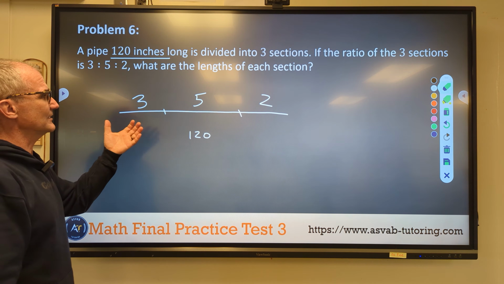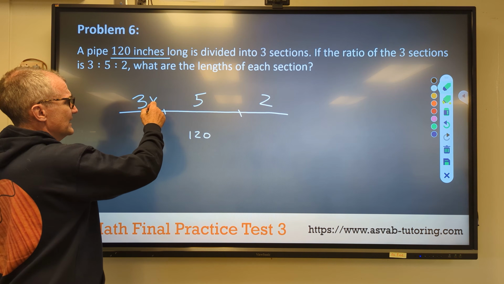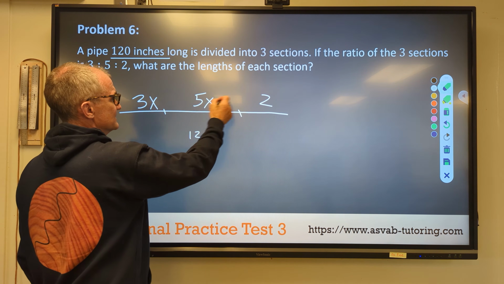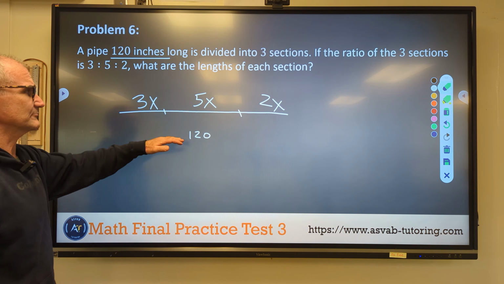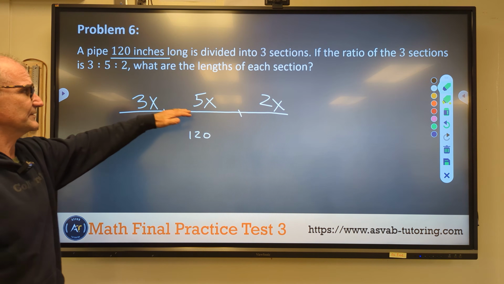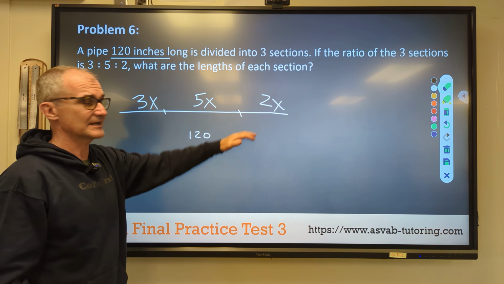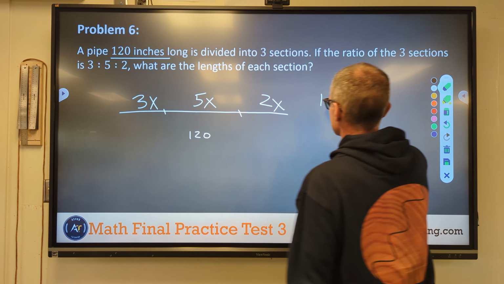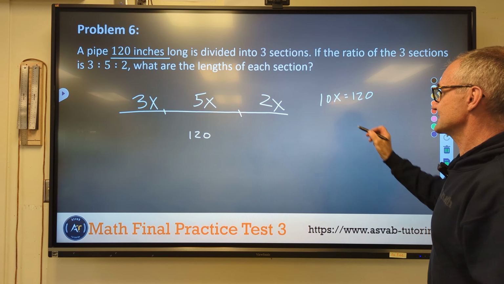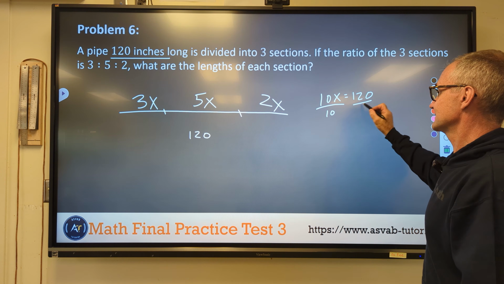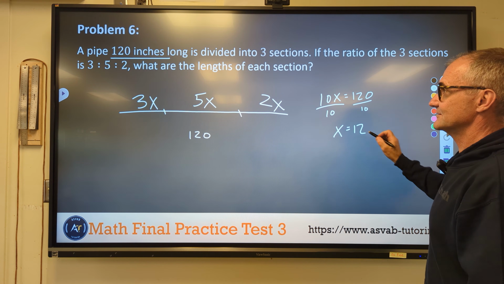Well, I don't actually know how long they are, but I know their ratio. So I'm going to call this 3x, 5x, and 2x. All together, they're going to equal 120. 3x plus 5x, 8x, 8x and 2x, 10x. 10x is equal to 120. Divide both sides by 10. X is equal to 12.